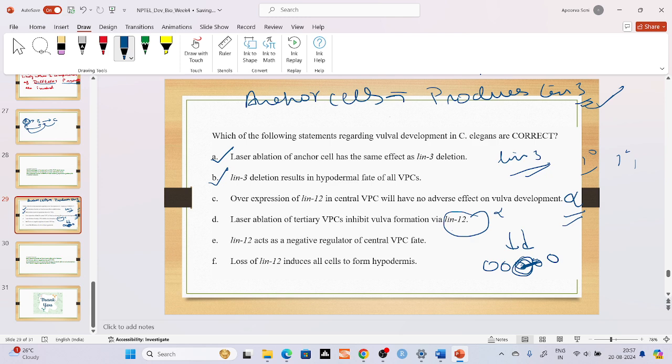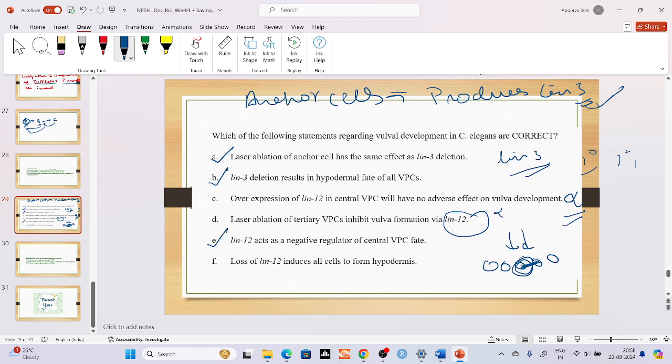Then Lin12 acts as a negative regulator of central VPC fate. Yes, it acts as a negative regulator. Why? I already explained that it causes lateral inhibition. That means it helps that only one of the vulva precursor cells adopts the primary vulval fate, and other precursor cells will adopt the secondary or tertiary vulval fate. So this is correct.